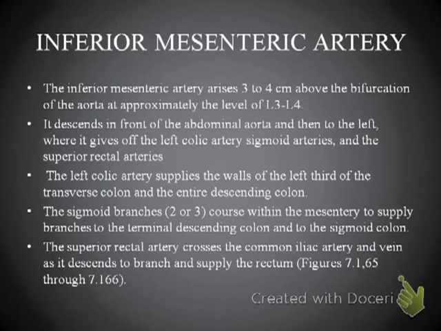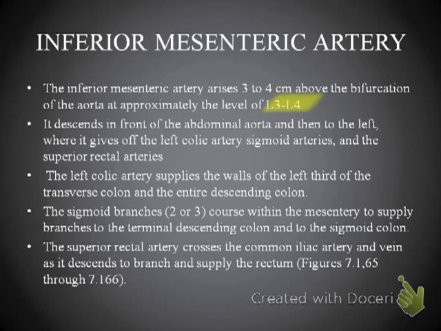The inferior mesenteric artery, or the IMA, arises 3 to 4 centimeters above the bifurcation of the aorta at approximately the level of L3 or L4. So usually around L3 you're going to see the IMA. It descends in front of the abdominal aorta and then to the left, where it gives off the left colic artery, sigmoid arteries, and the superior rectal arteries.